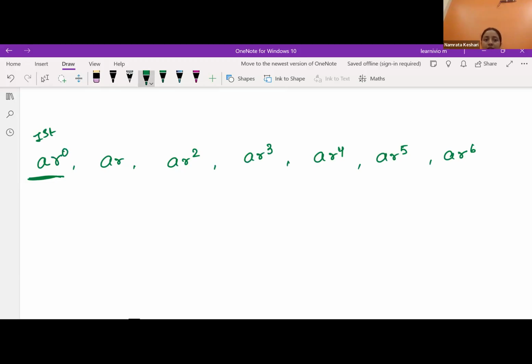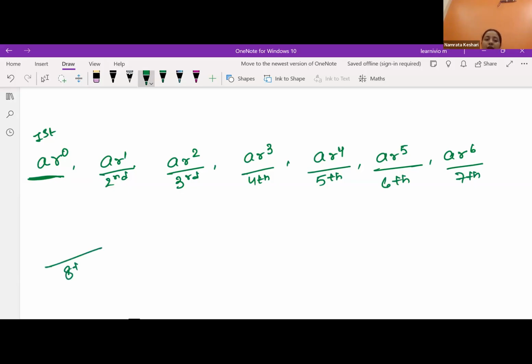In second term, you can see r to the power 1 is there. In third term, you can see r to the power 2 is there. In fourth term, r to the power 3 is there. In fifth term, r to the power 4. In sixth term, r to the power 5. In seventh term, r to the power 6. In eighth term, you will have a r to the power 7. Are you getting it?